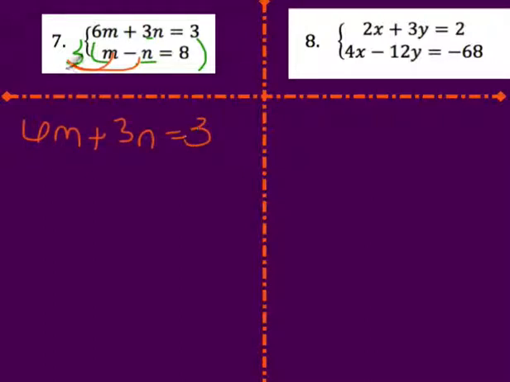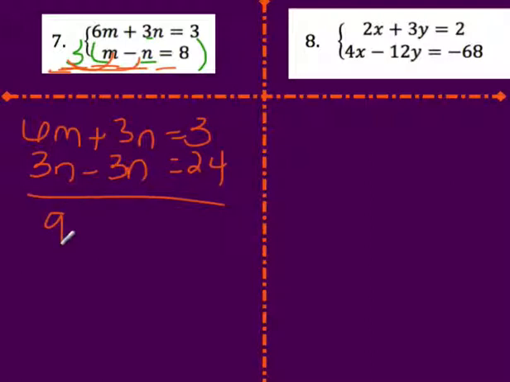Then 3 times m is 3m. 3 times a negative n is a negative 3n. 3 times 8 is 24. And so when I do that, I have the same coefficient with the opposite sign, so I can go ahead and add down the columns. 6m plus 3m is going to give me 9m. And then these are going to cancel. 3 plus 24 gives me 27.